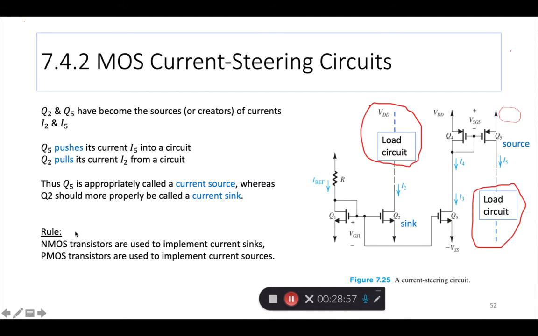Here's an easier rule. NMOS circuits are generally used to implement current sinks. So this is NMOS and it's a sink. PMOS circuits are used to implement current sources. So here's a PMOS device and that is becoming a source. So here's a source, here's a sink.